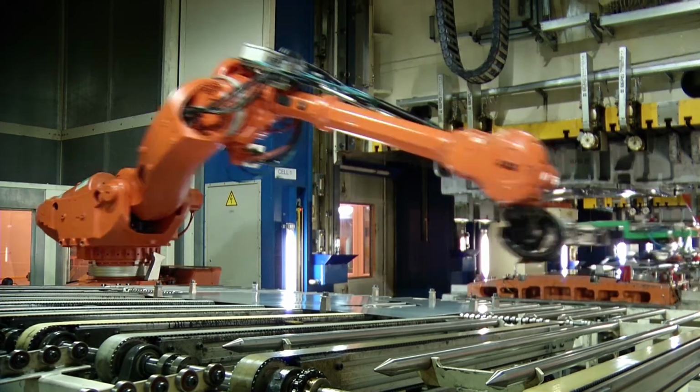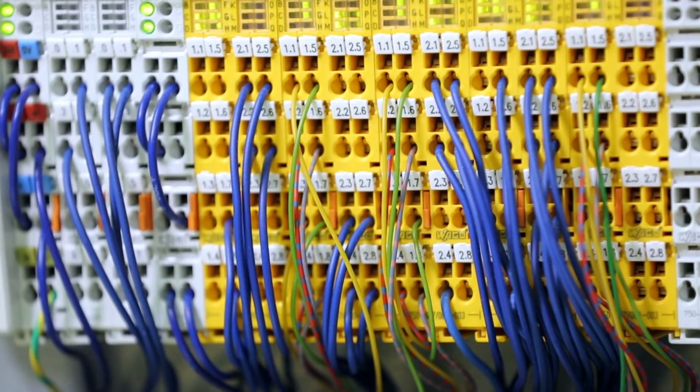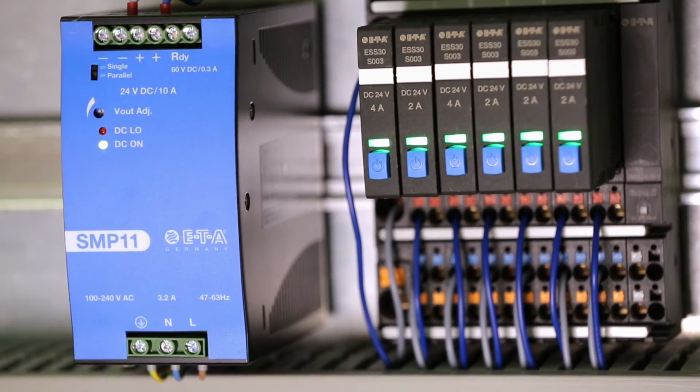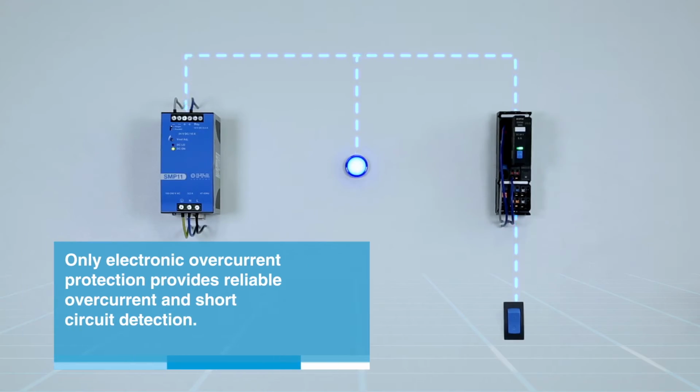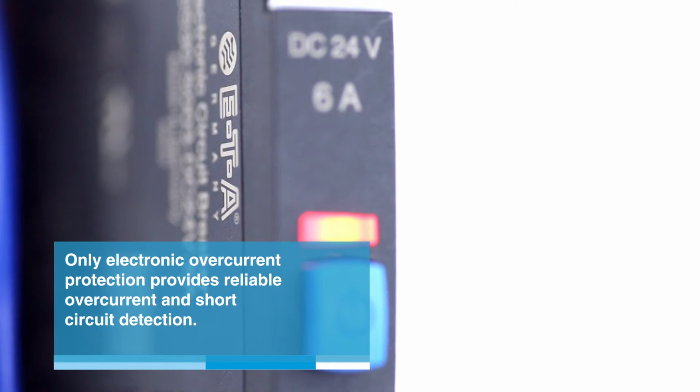Permanent availability is a top priority in factory automation. For a reliable DC 24-volt protection, you need electronic overcurrent protection. It reliably detects overcurrent and short circuit and features a bespoke trip limit.